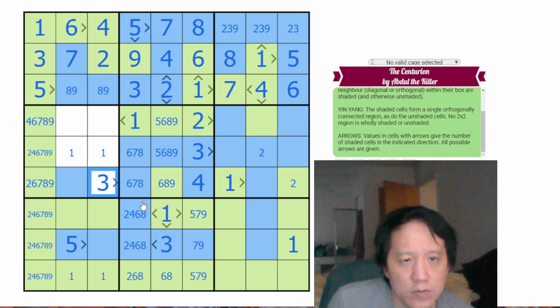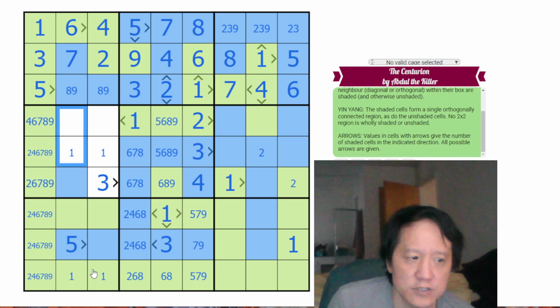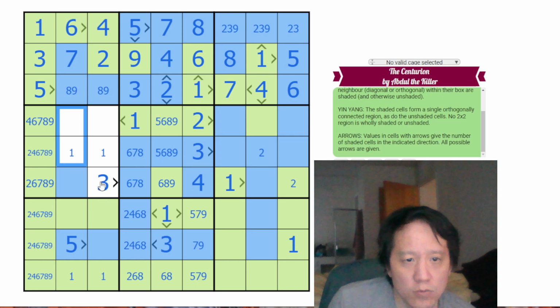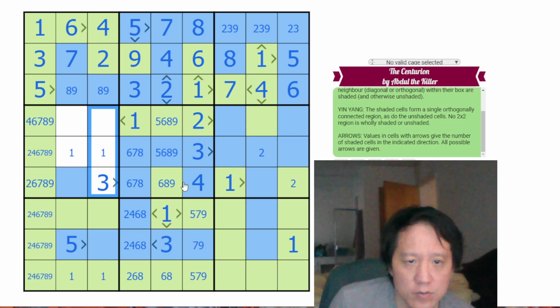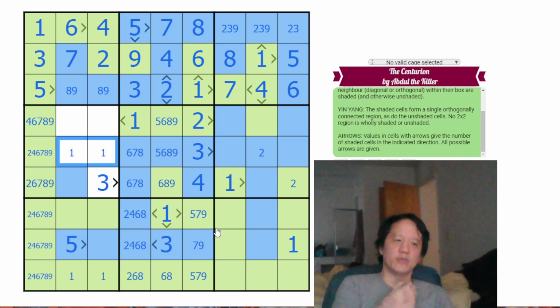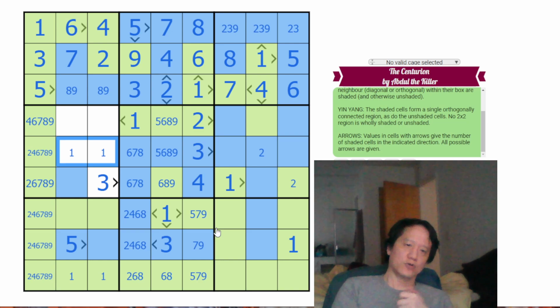Okay. So not all of these are shaded, otherwise it would be here. So one of these is unshaded at least. It could be 2. These can't all be unshaded. This can't be 1 and 1. Could be.